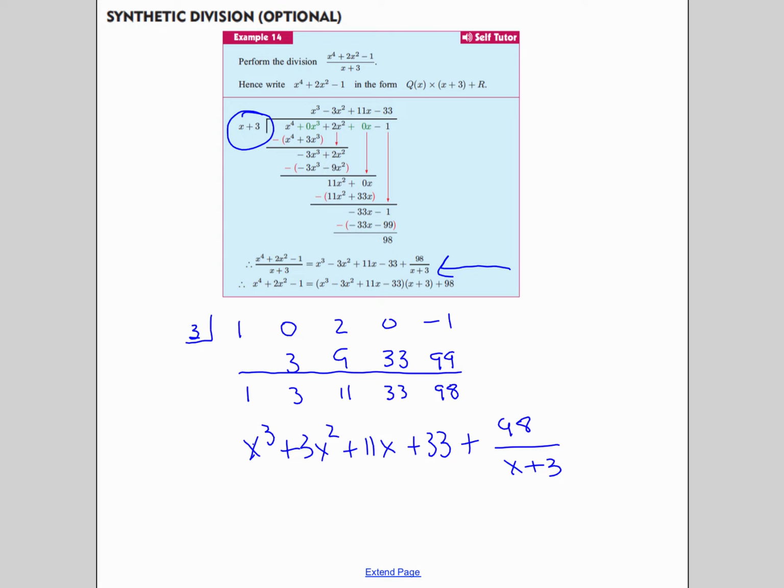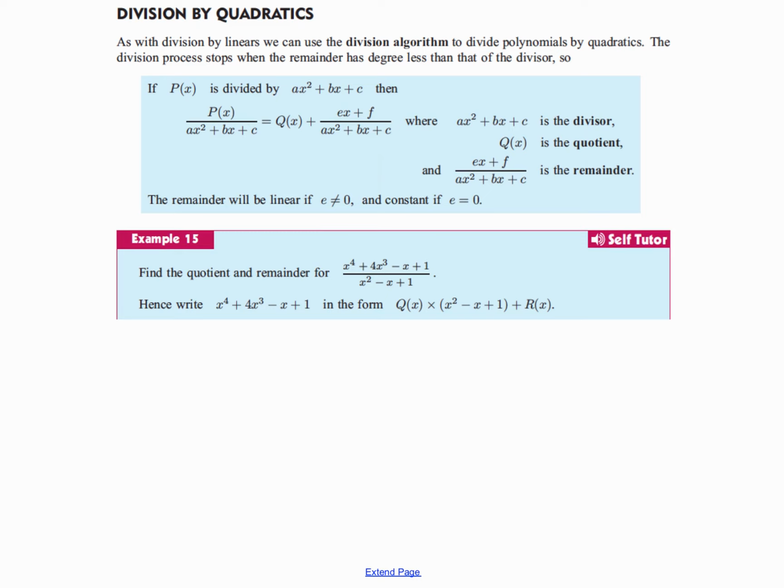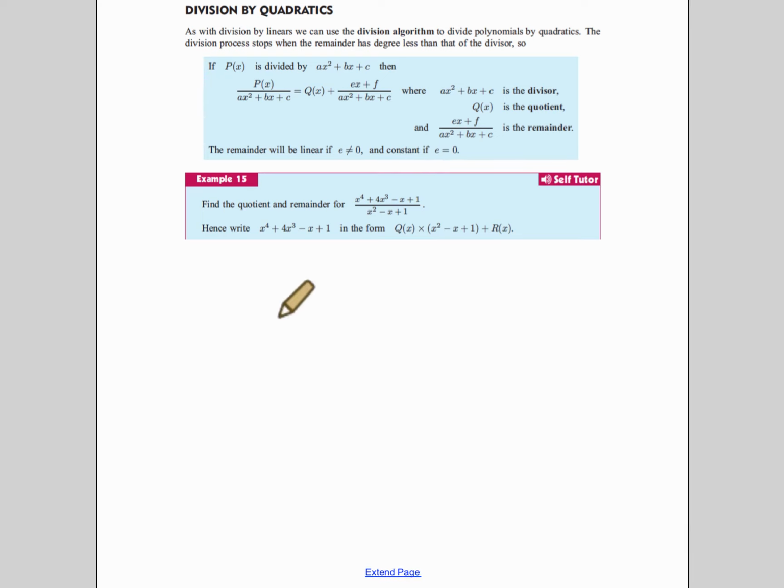Okay. Now, the thing about synthetic division is it only works if you're dividing by a linear factor like x plus 3. But if you're dividing by, say, a binomial, you do have to go through the long division process. So let's go ahead and do that.